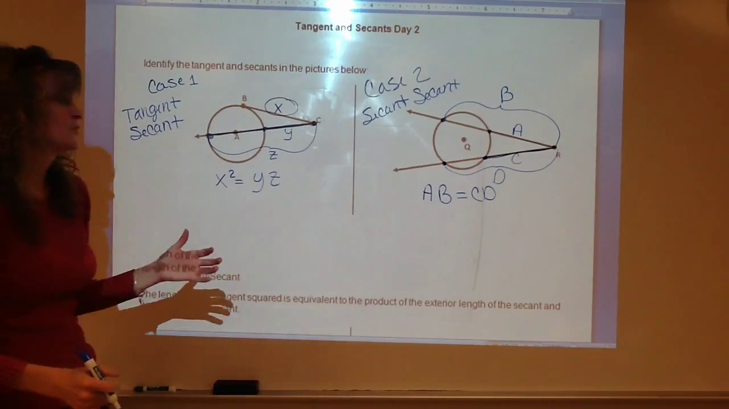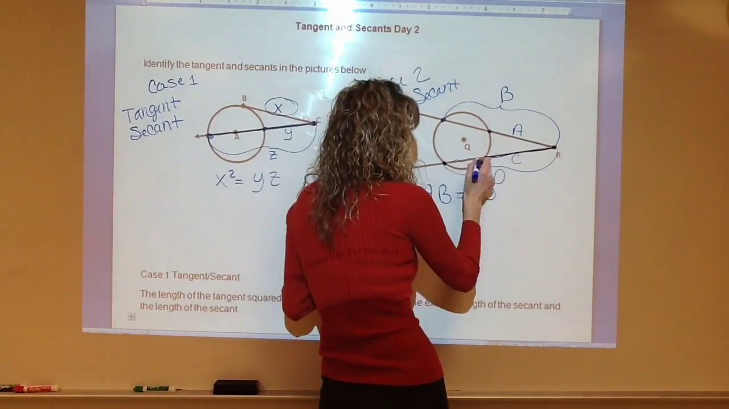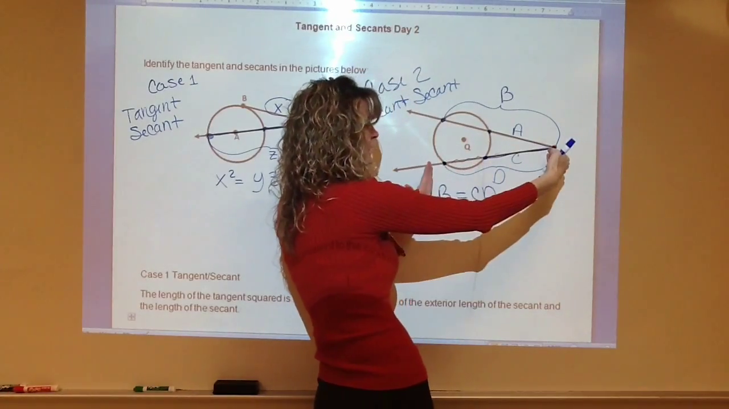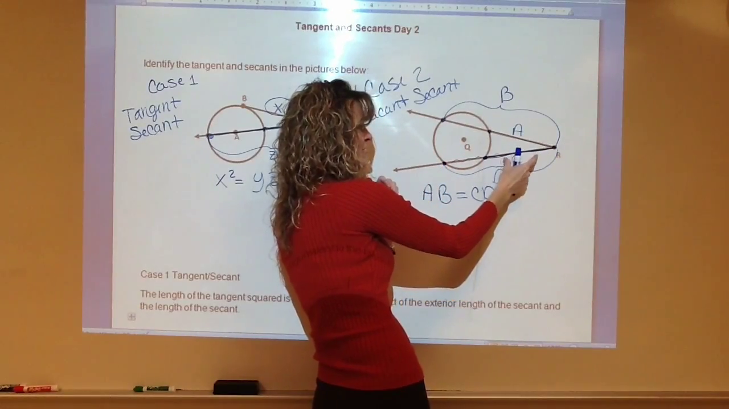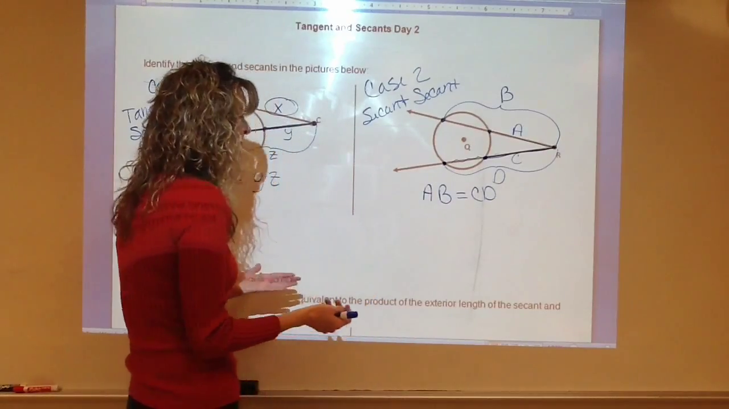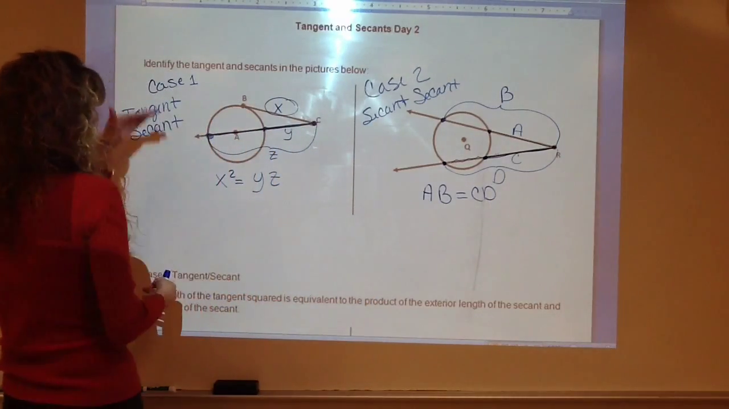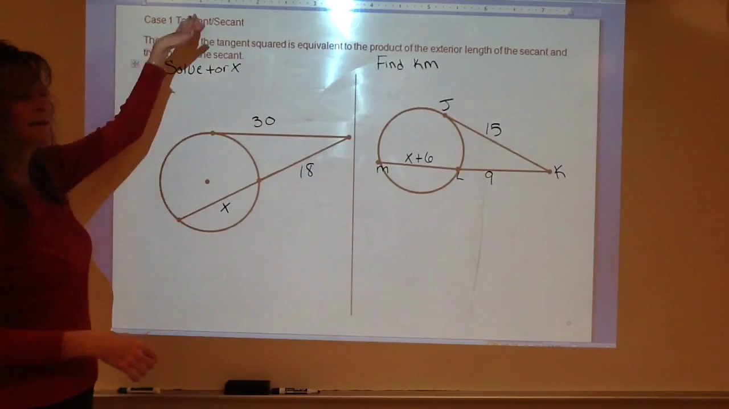All right, here's the kicker. A lot of times they're going to give you this outside length, and then they're going to give you this inside length. So we have to find the whole length. Well, if we have to find the whole length, don't we just add this outside and this inside together to get the whole length? So keep that in mind as we go into our first examples, and we're going to start with case 1. Okay, case 1 is tangent-secant.